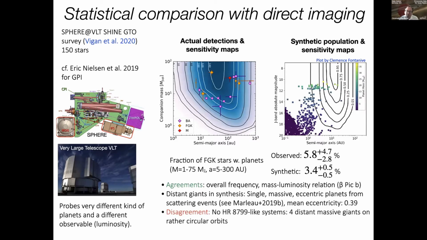So what we cannot reproduce here is an HR 8799 system, like 4 distant massive giants on rather circular orbits. So we see that these points that maybe there are structured disks which allow planet formation further out, or maybe formation by gravitational instability. And I think I'm already at 16 minutes, Carl, so I will stop now. Thank you very much for your attention.